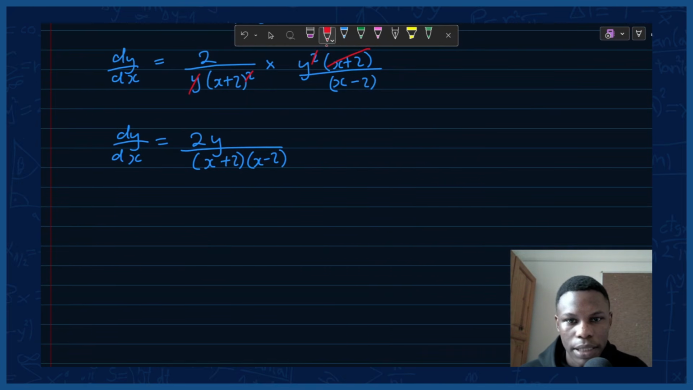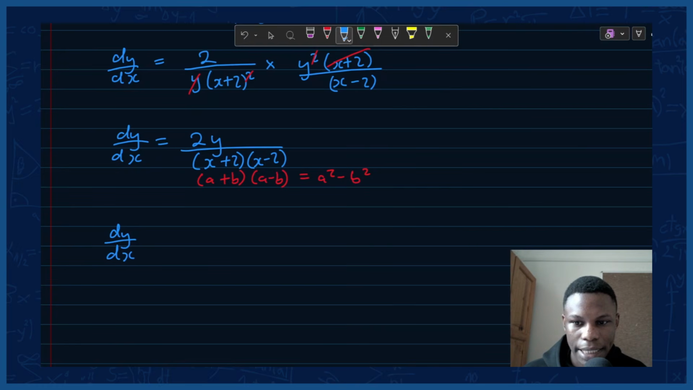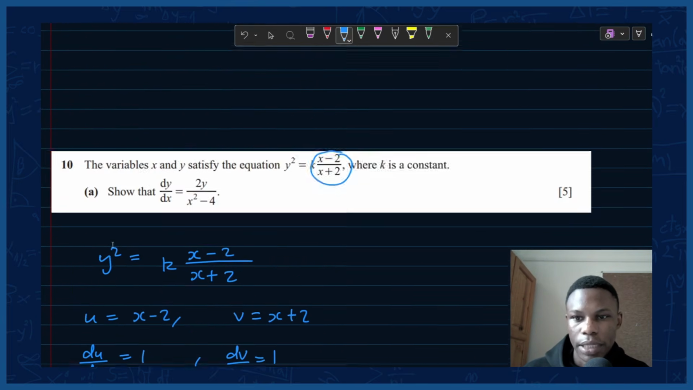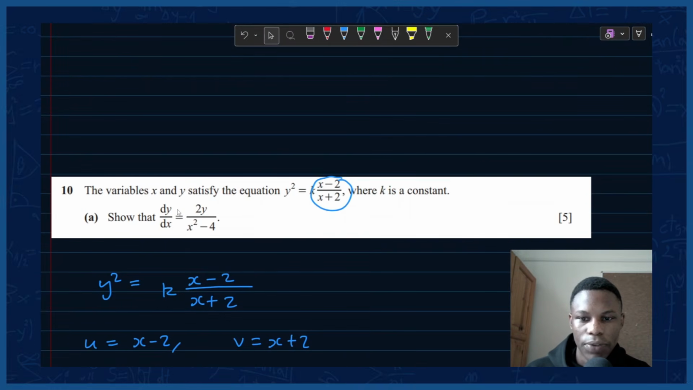And I hope you can see that this is a difference of two squares, (a plus b) times (a minus b), which we know is a squared minus b squared. So in our case, we end up with dy/dx equal to 2y divided by x squared minus 4, because a, which is x, squared, minus b squared, where our b is 2. And this is exactly what they requested. dy/dx is 2y over x squared minus 4.